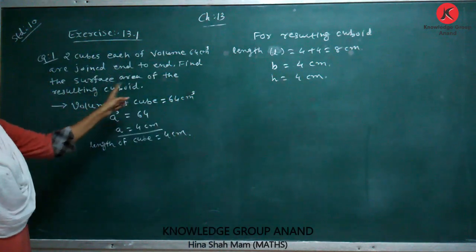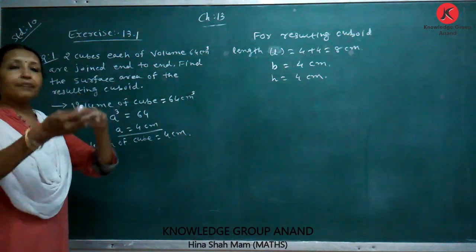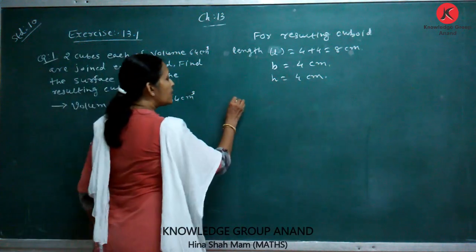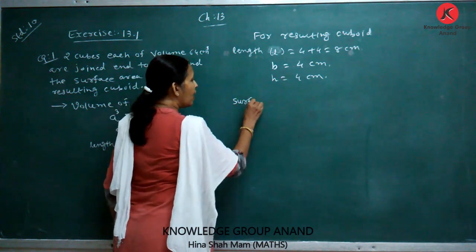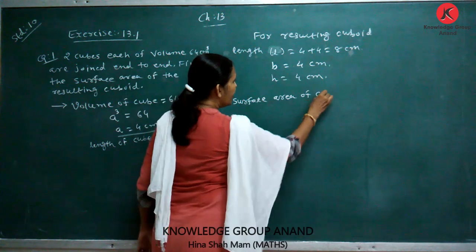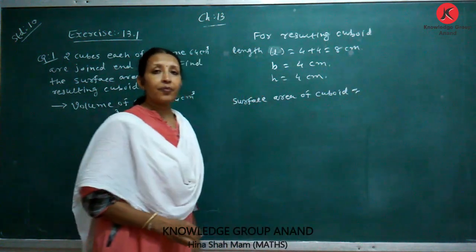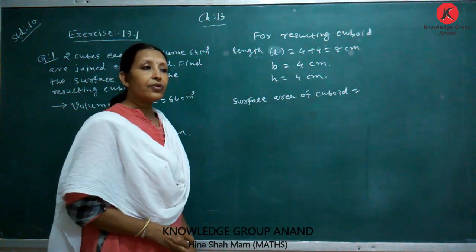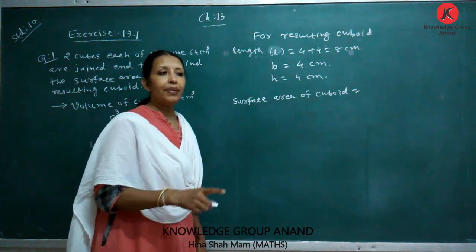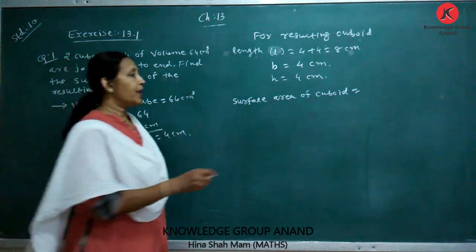Find the surface area of the resulting cuboid. Total surface area, that means total surface area. Surface area of cuboid is equal to, what is the formula? Yes, 2(lb plus bh plus hl).